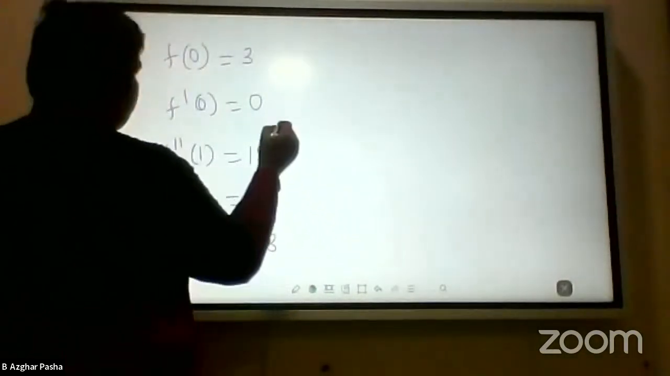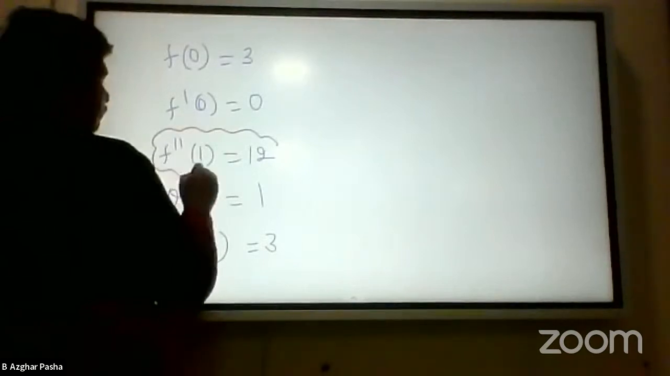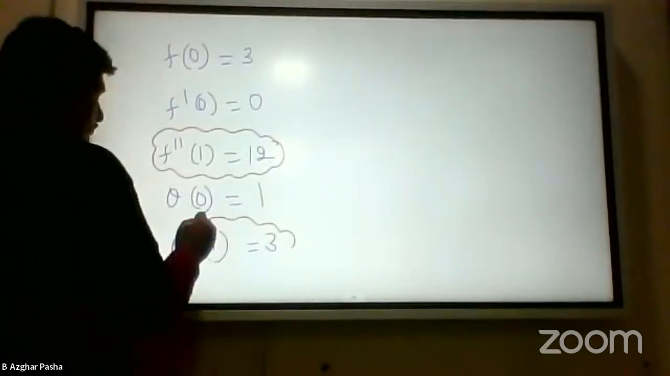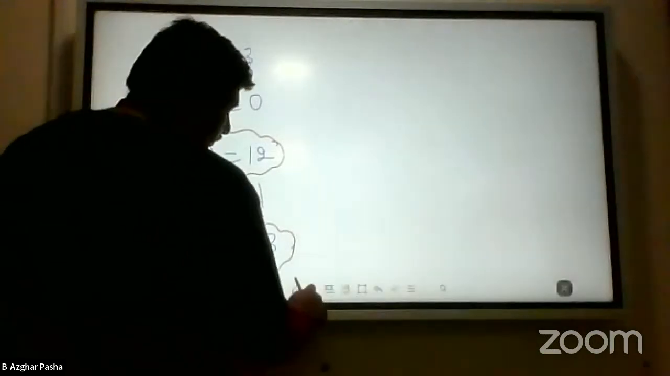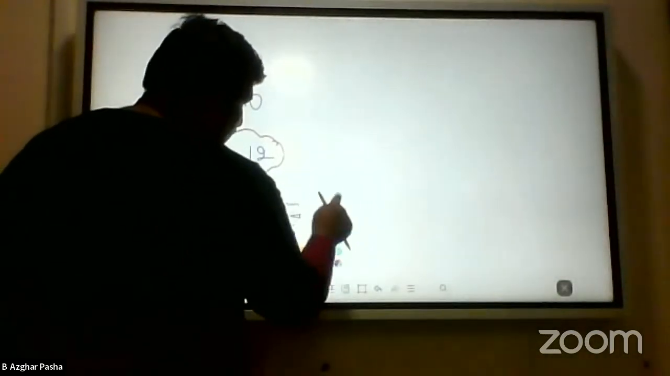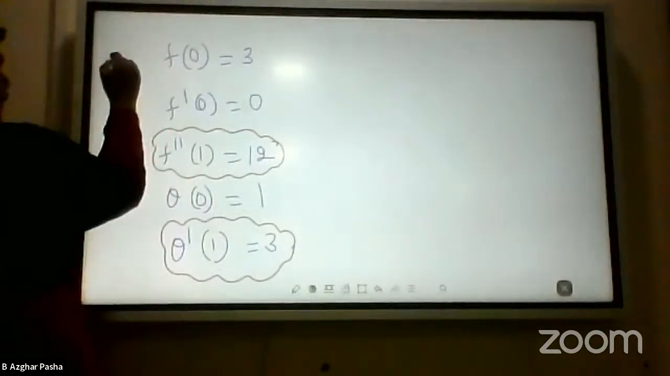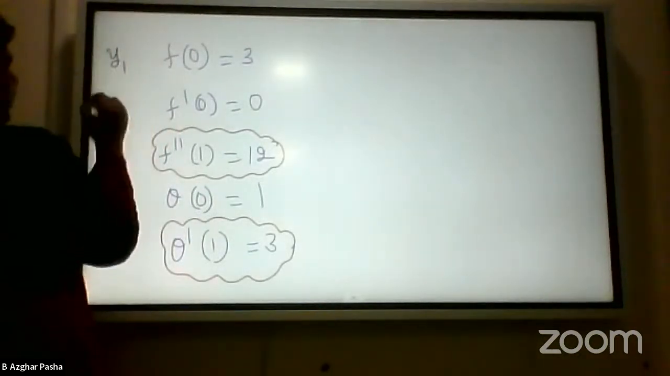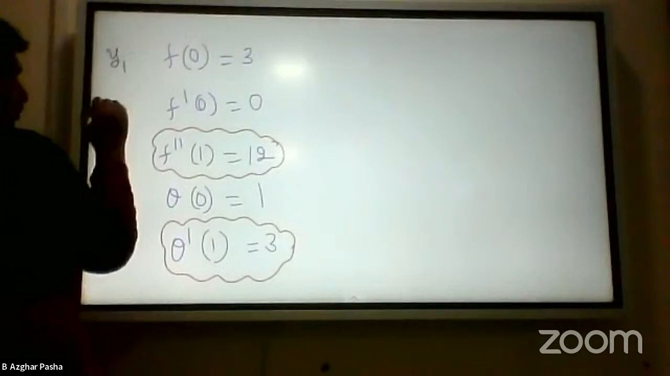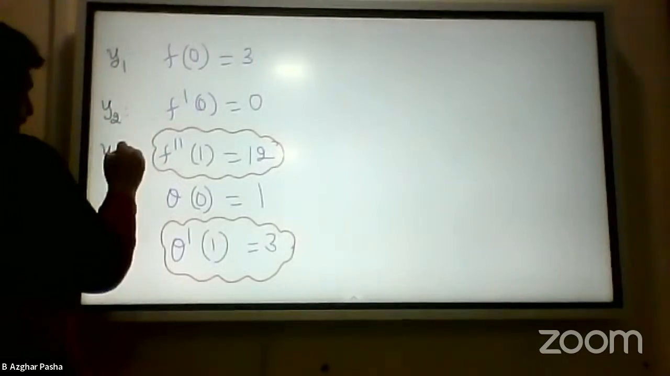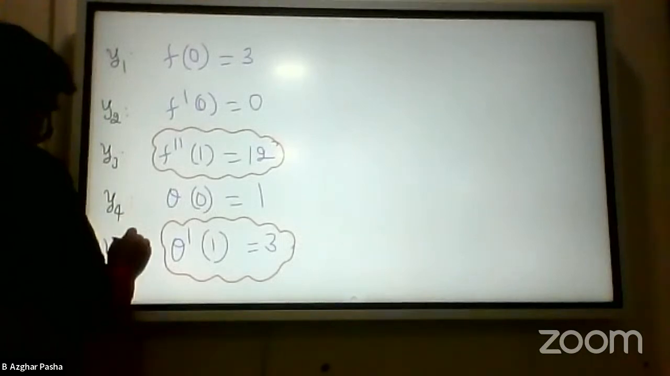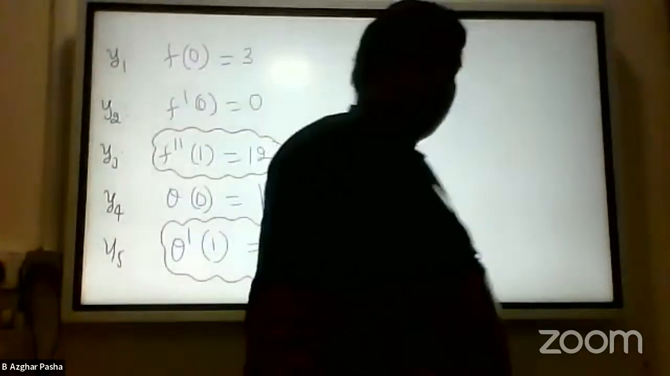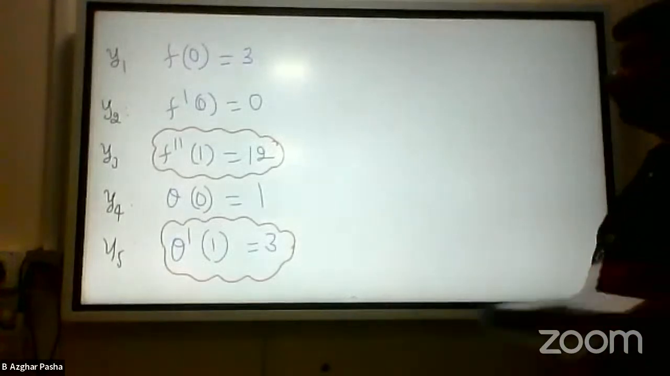I don't want these two, they are given at 1. So I have to assume them as s and t. Before that, f is associated with y1, f dash is y2, f double dash is y3, theta is y4, theta dash is y5. Write the equation in terms of these.